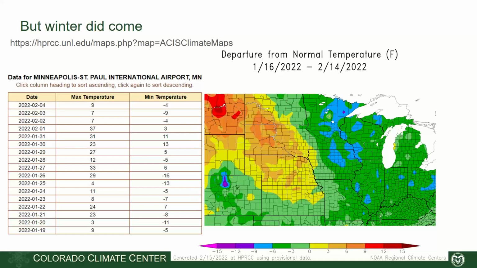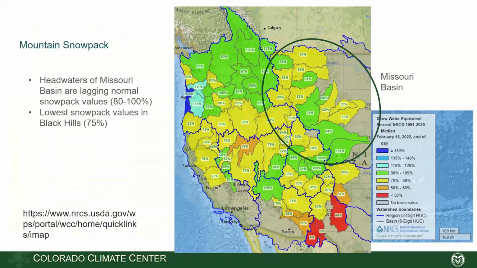Just on the left-hand side here, I've posted some of the daily maximum and minimum temperatures from the Minneapolis-St. Paul Airport, where you can see some of the cold temperatures that we've experienced, as low as -16, which it definitely gets colder than that in Minneapolis-St. Paul, but still some legitimate cold going on.